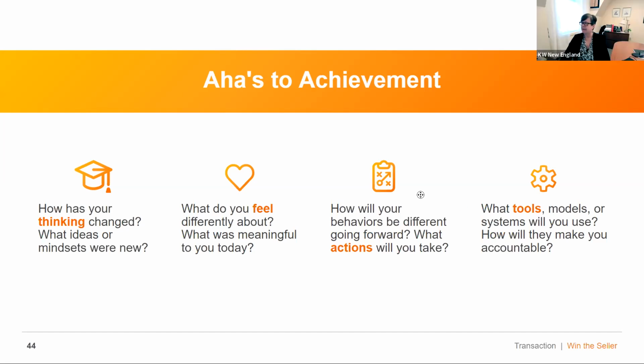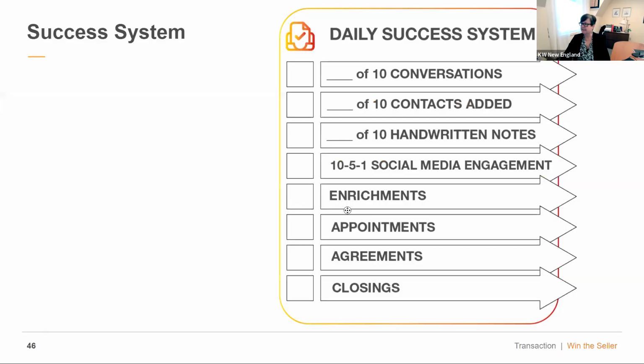I like it. So, success system: we're always going to go back to this. In order to get yourself in front of somebody, you've got to have 10 conversations a day, 10 contacts added, send out those handwritten notes, do your social media 10, 5, 1, get appointments, get agreements, and get closings, right?